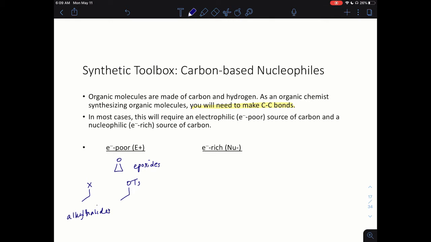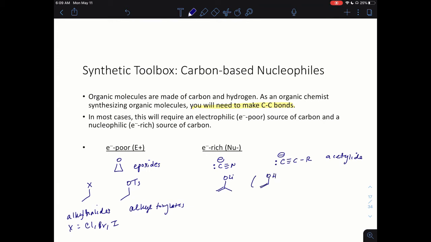How about electron-rich carbon? Well, we have cyanide. It's probably the first example of nucleophilic carbon that we learned. Today we've learned the acetylide ion, made from a terminal alkyne. Looks a lot like cyanide. Enolates we have learned recently, or enols. Anything else?